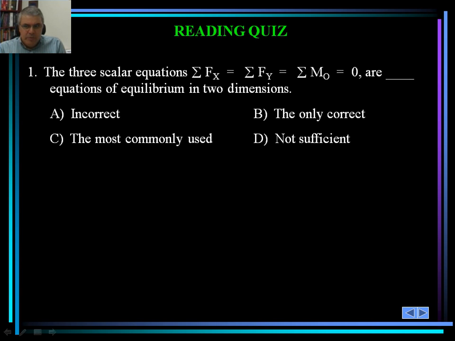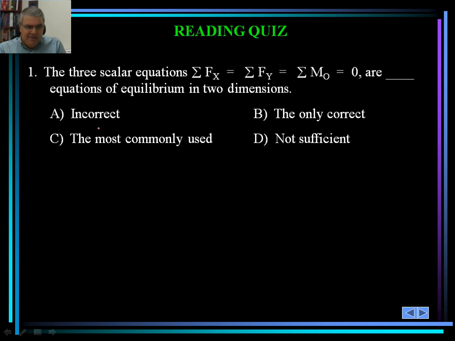So first, let's take a look at a reading quiz. The three scalar equations, summation of forces in the x direction equals summation of forces in the y direction equals summation of moments about point O equals 0, are blank equations of equilibrium in two dimensions.